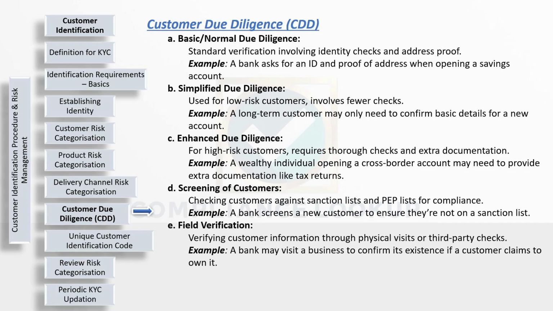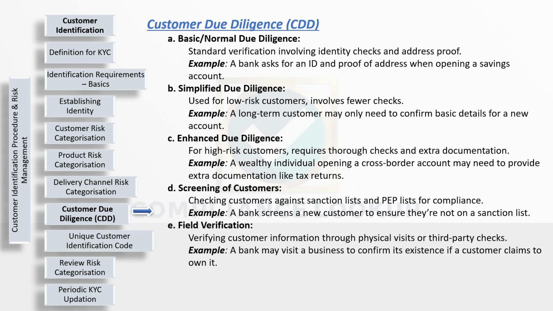C. Enhanced due diligence. When a customer presents higher risk like politically exposed persons, high value transactions, or cross border activities, enhanced due diligence is required. This involves more thorough checks such as verifying the source of funds, checking against sanction lists, and understanding the customer's business activities. Example: a bank may need to perform enhanced checks when a high net worth individual opens an account for cross-border wire transfers, requiring them to submit additional documentation like tax returns, source of wealth statement.